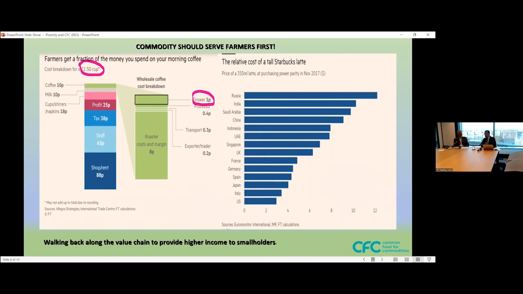So from £2.50, if I know that only 1 pence will go to the farmer, I think I'll have difficulty putting my mouth to have a sip from the cup of coffee.